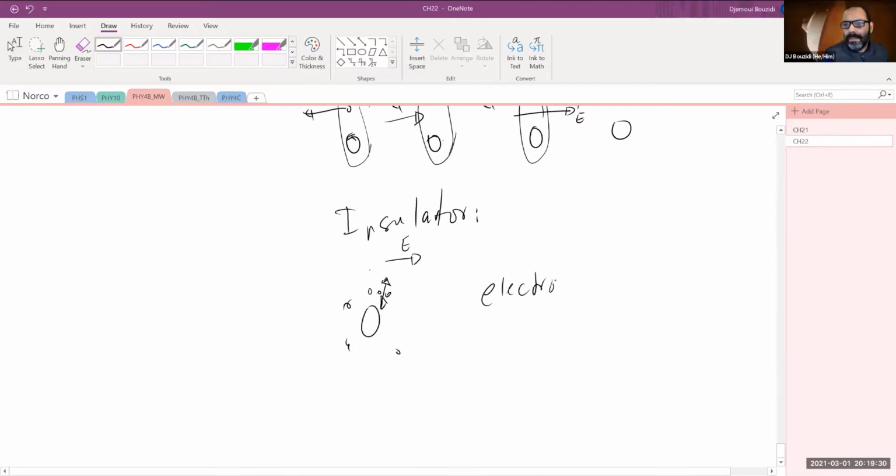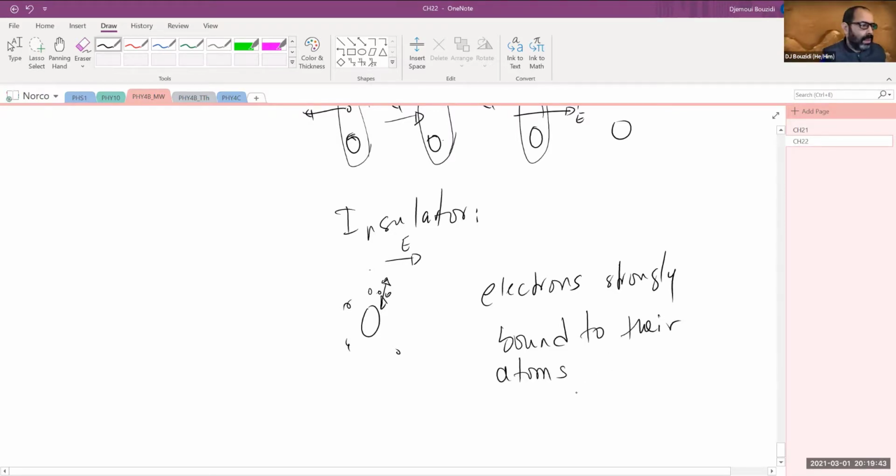Electrons strongly bound to their atoms. That is the difference between the two. Okay, those are the two kinds of materials. We're going to group them.